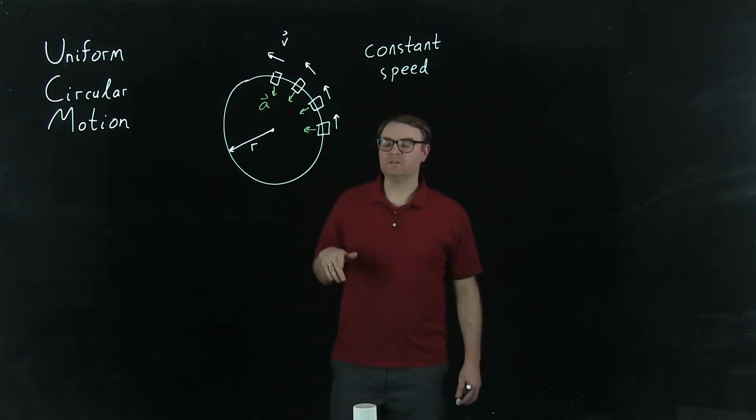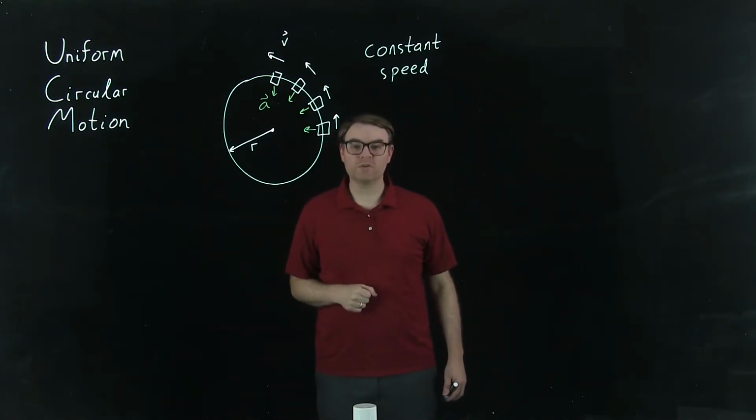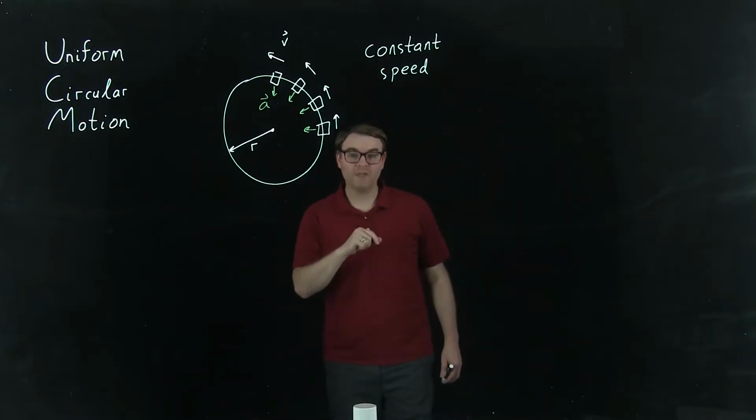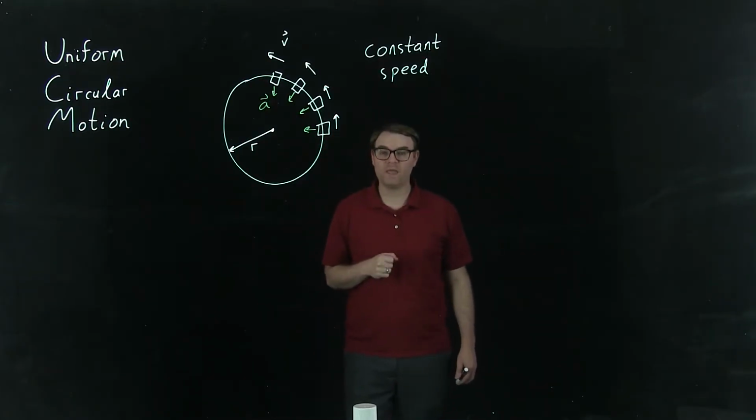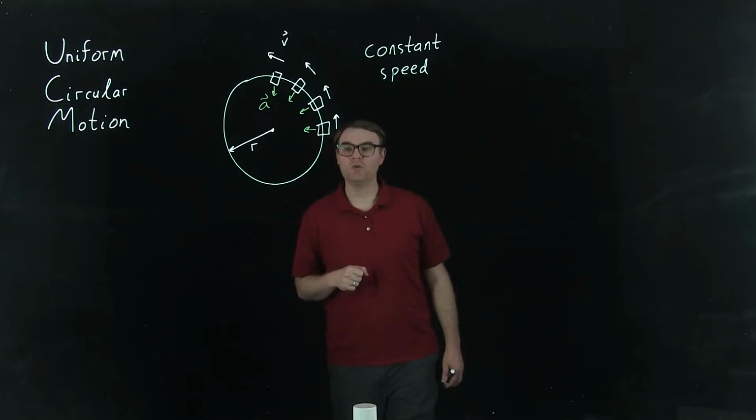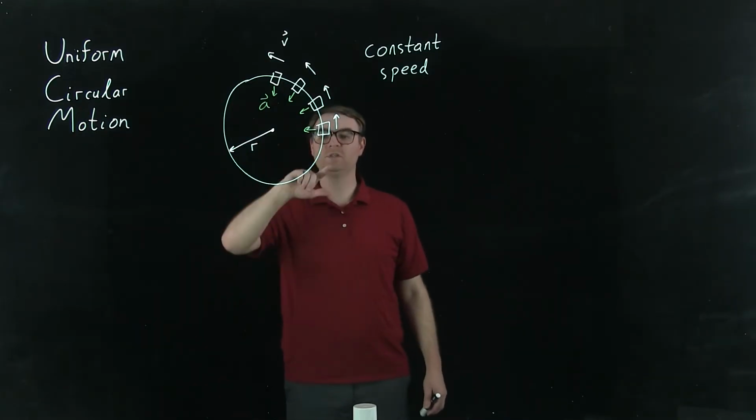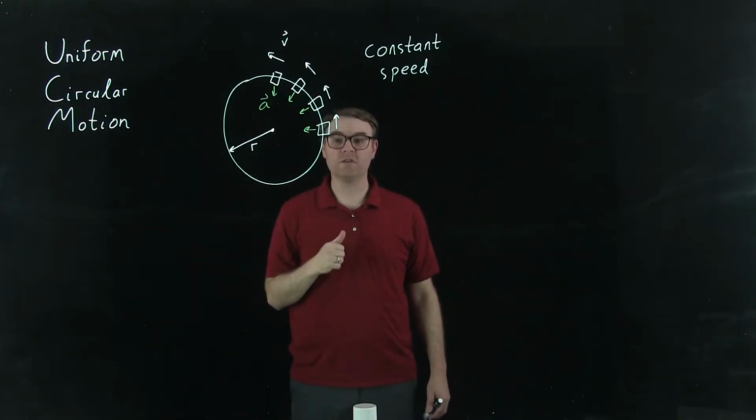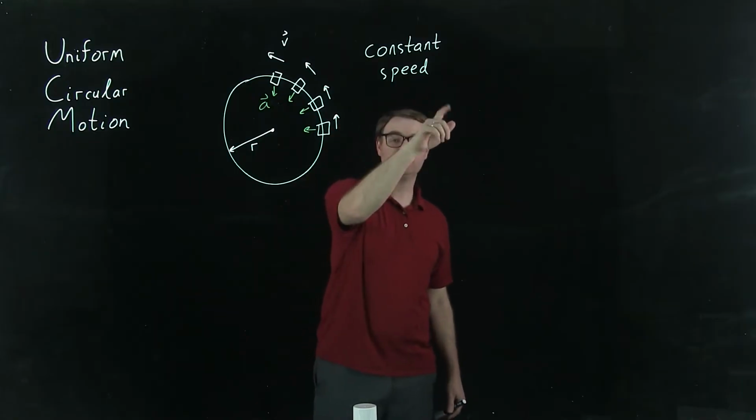Welcome everybody. So today we're going to talk about uniform circular motion, which is a special case of the angular motion that we have been talking about. Uniform circular motion describes an object which is going around a circular path at constant speed.